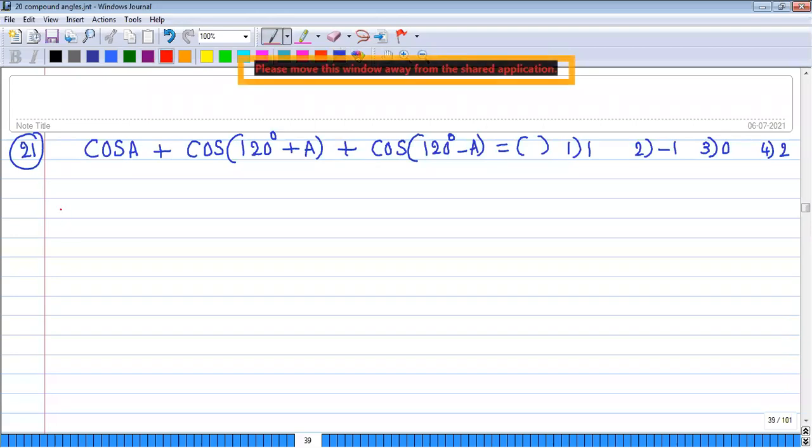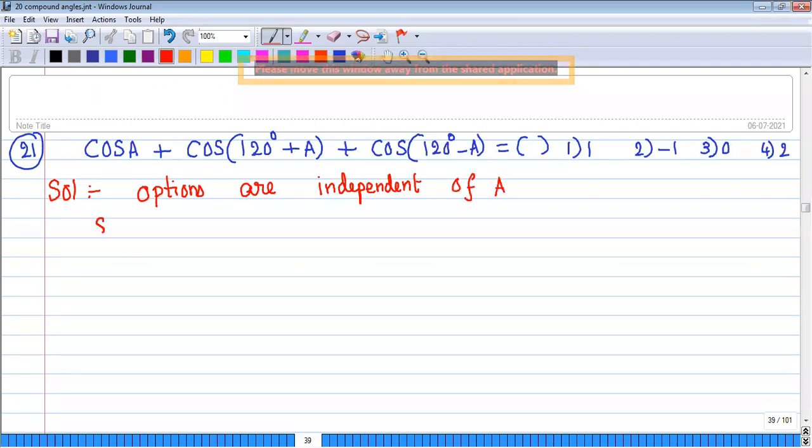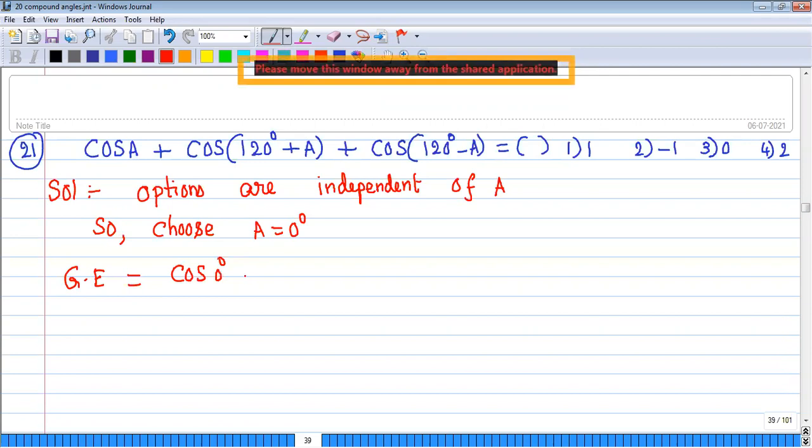Here options are independent of A. Am I correct? Yes, sir. So select or choose A is equal to 0 degrees. Therefore the given expression becomes cos 0 plus cos 120 degrees plus cos 120 degrees.